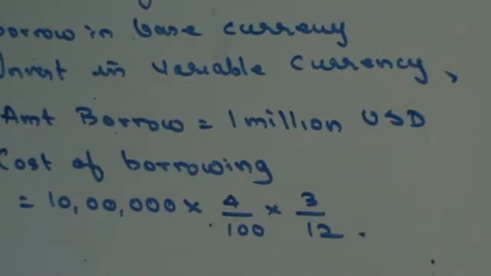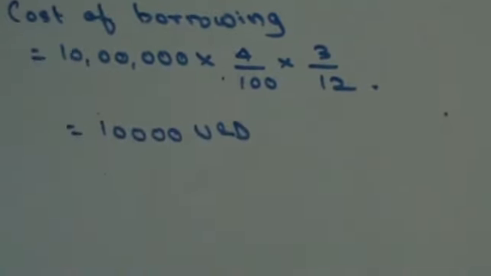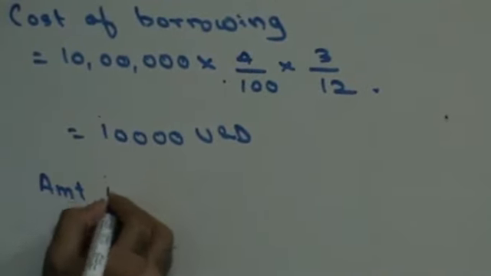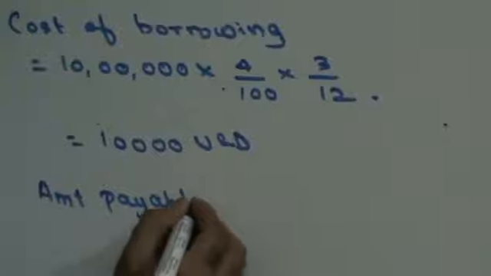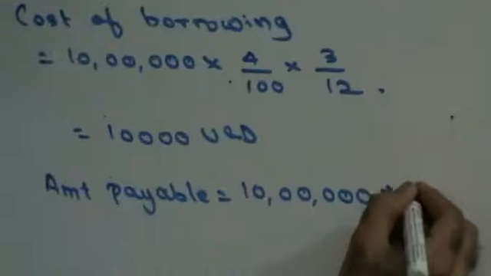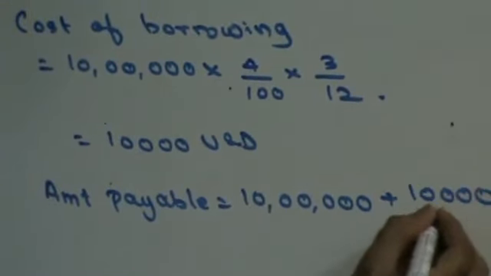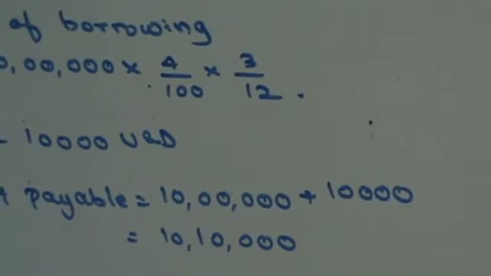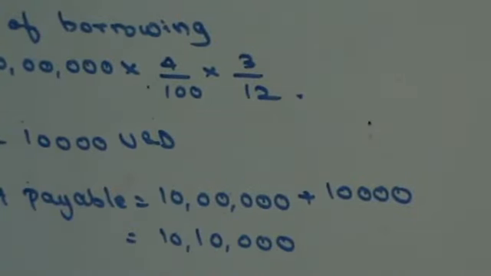So my cost of borrowing is going to be 10,000 US dollars. That means at the end of 3 months, the amount payable, I have borrowed $1 million plus 10,000. So this is the amount that is going to be payable, 10 lakh US dollars plus 10,000.